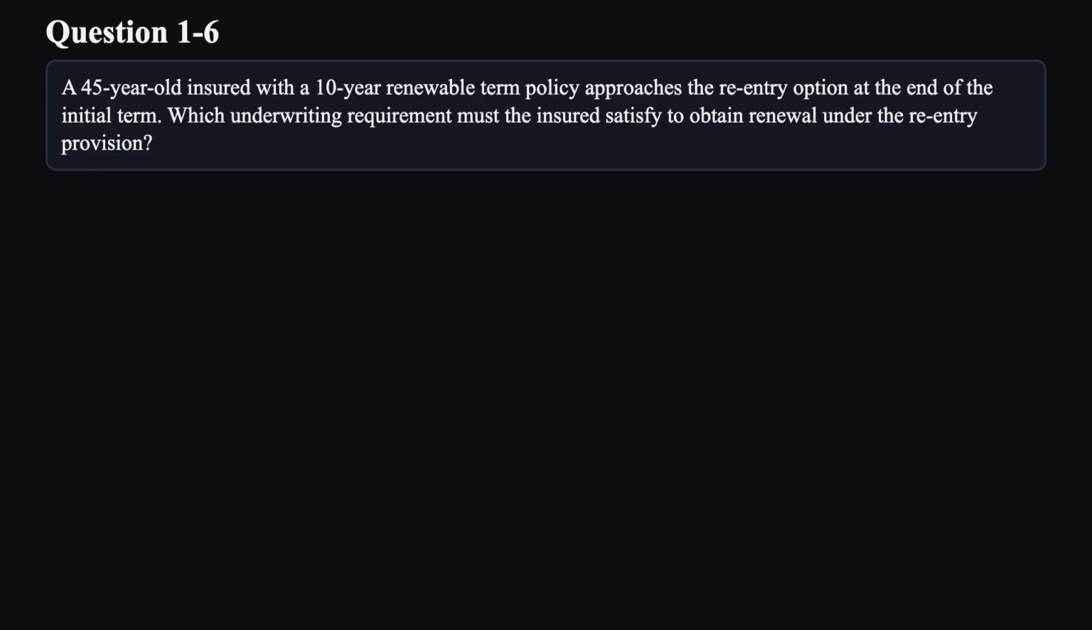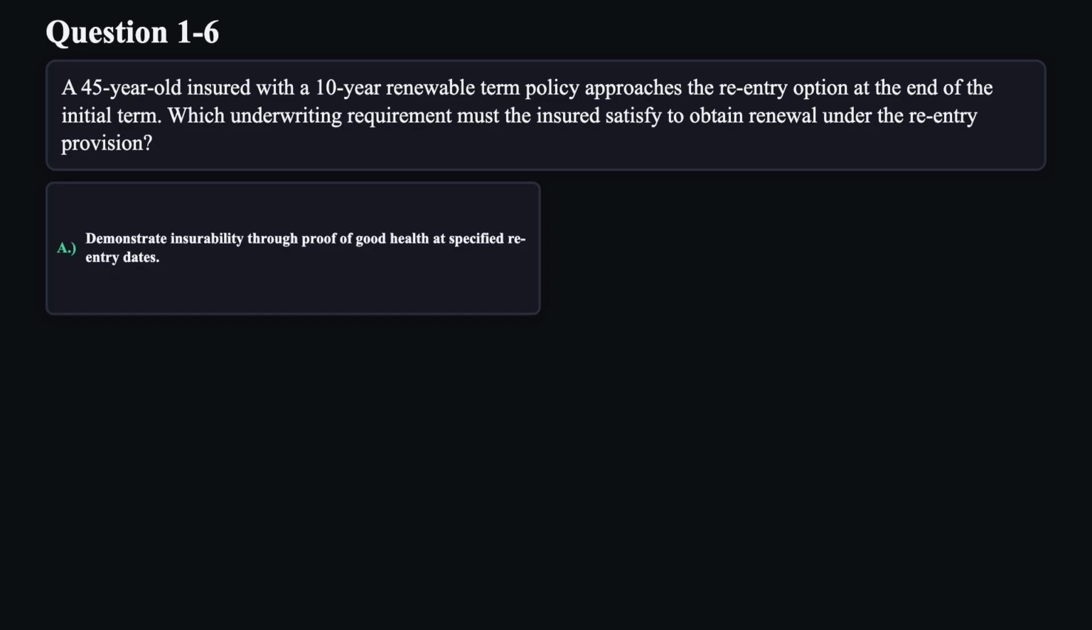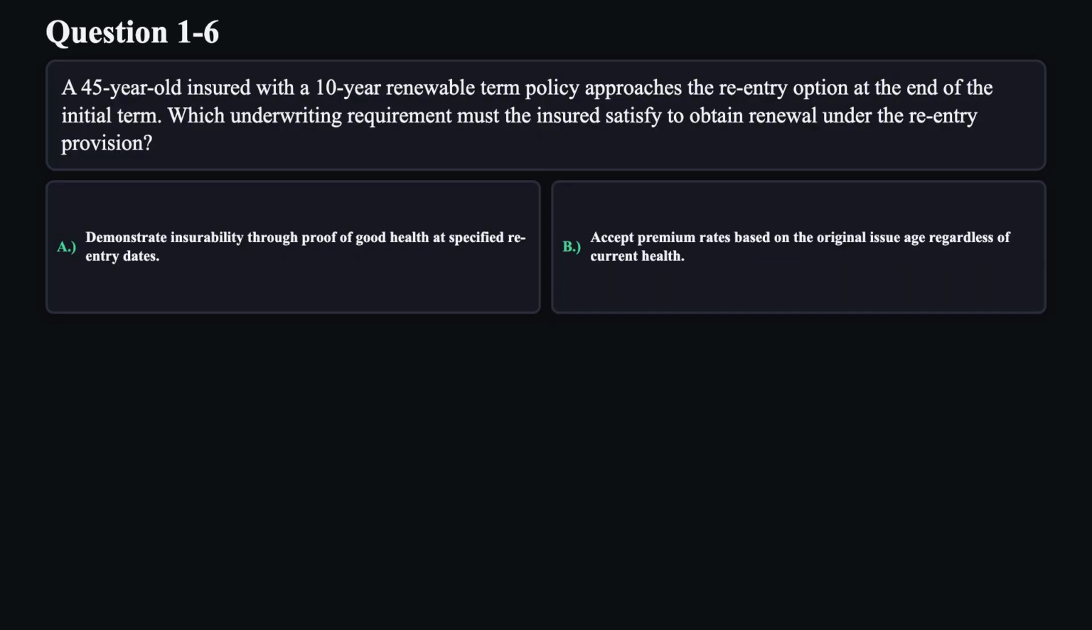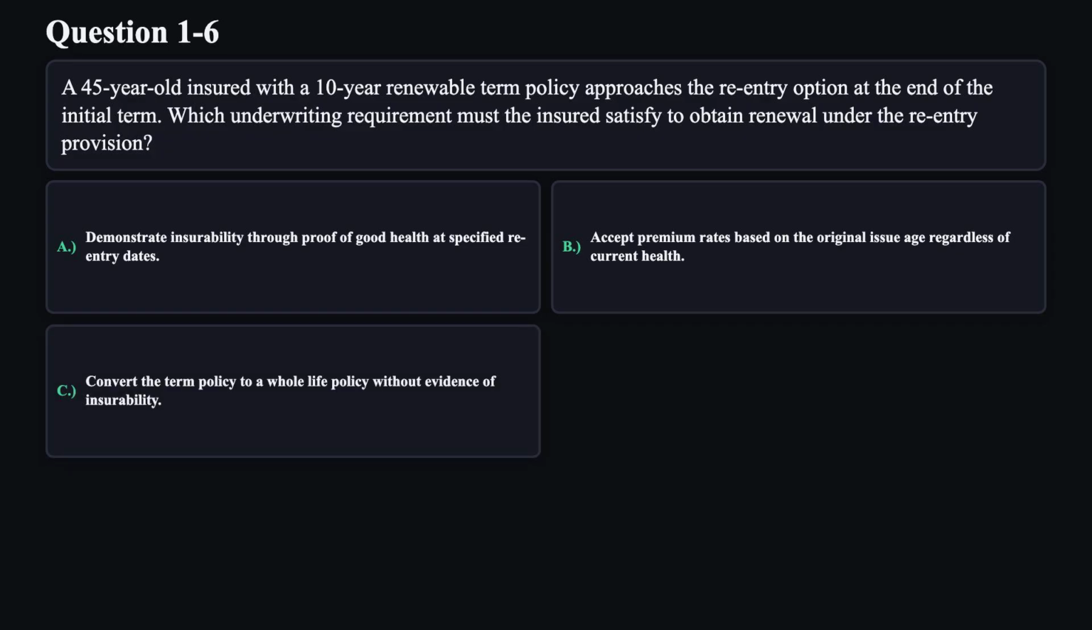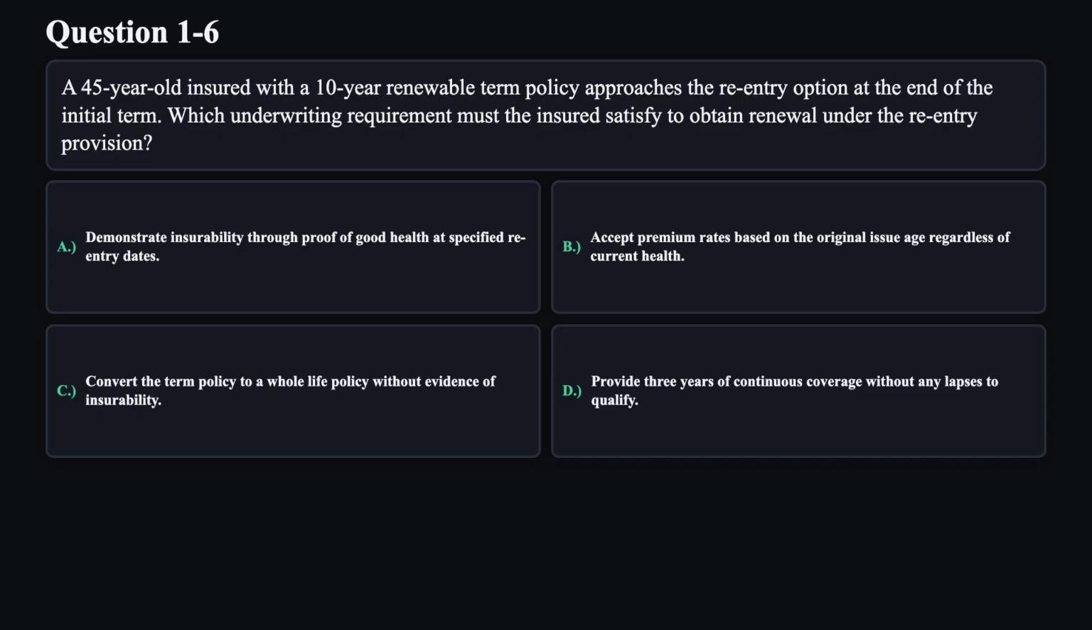Question 6. A 45-year-old insured with a 10-year renewable term policy approaches the re-entry option at the end of the initial term. Which underwriting requirement must the insured satisfy to obtain renewal under the re-entry provision? A. Demonstrate insurability through proof of good health at specified re-entry dates. B. Accept premium rates based on the original issue age regardless of current health. C. Convert the term policy to a whole life policy without evidence of insurability. D. Provide 3 years of continuous coverage without any lapses to qualify.